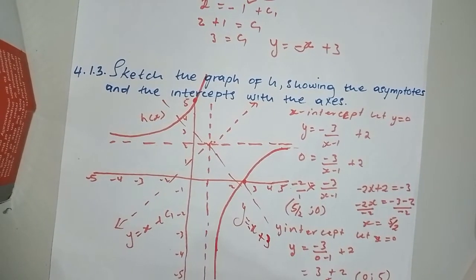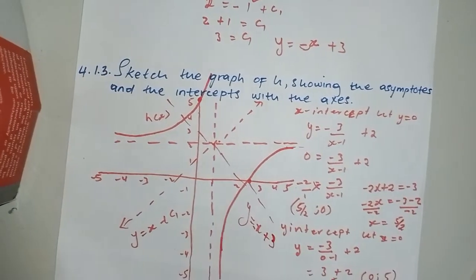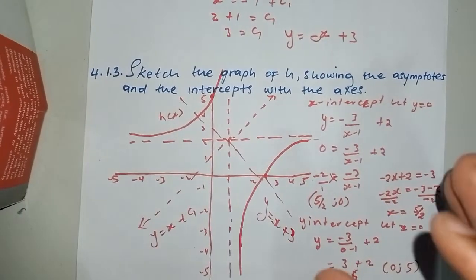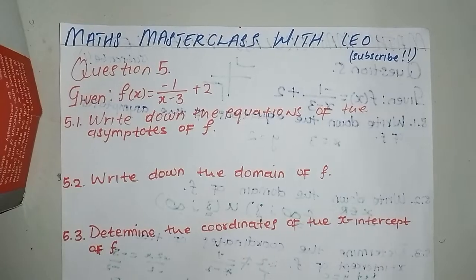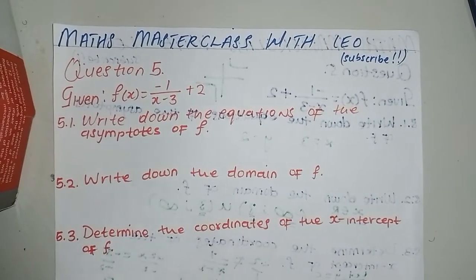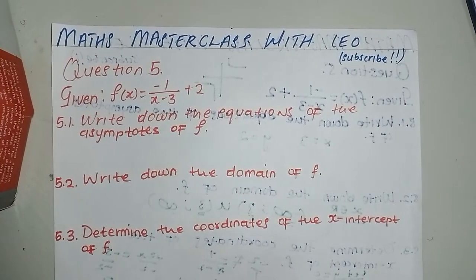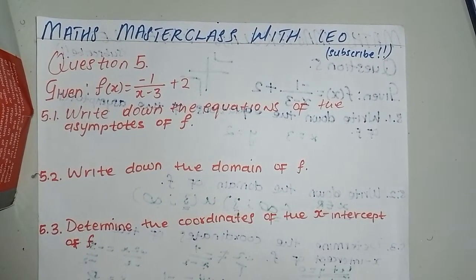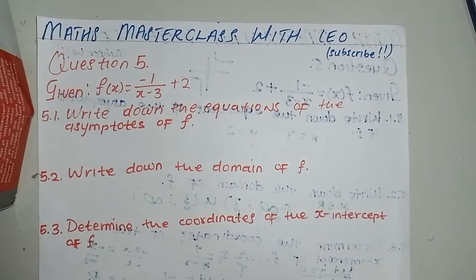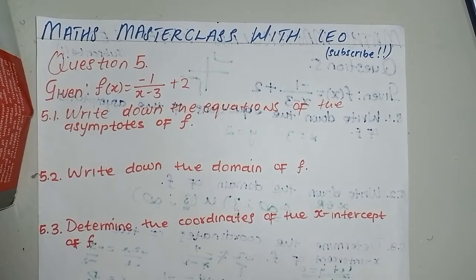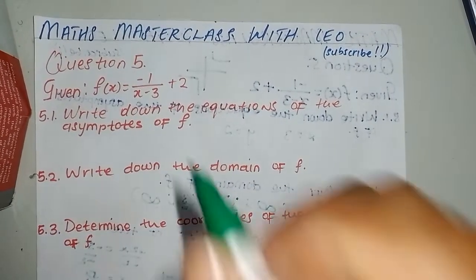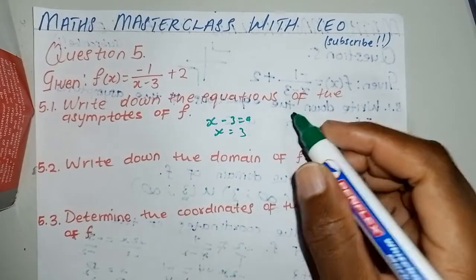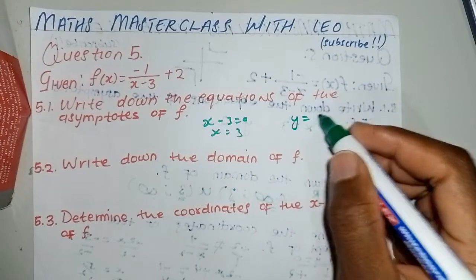Right there. Makes sense. Now, let's move to the next question. I got the next question similar to this one. Just want to make sure everyone is on the same page, right? Okay, now I got this question. They say given f of x is equal to negative 1 over x minus 3 plus 2. Write down the equation of the asymptote of f. The equation of the asymptote, first one I have x minus 3 equals 0, x is equal to 3. Right? The second one, y is equal to 2.